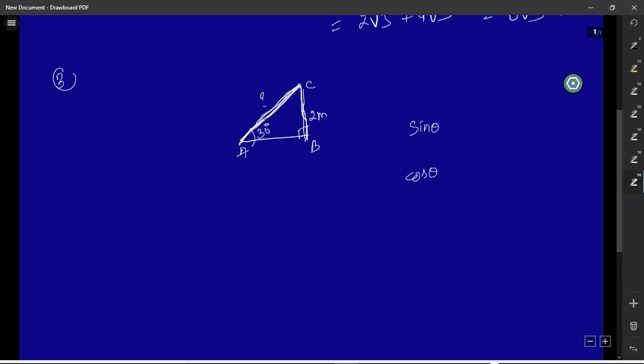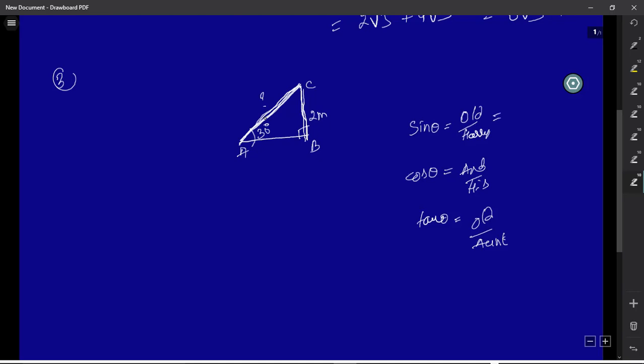Now this is something that I have told you in my previous videos. If you want to remember the ratio sine theta, cos theta, tan theta, all you have to do is just remember this. Old Harry and his old aunt. So old Harry and his old aunt will help you in remembering the relationship between the sides and the angles in trigonometry.